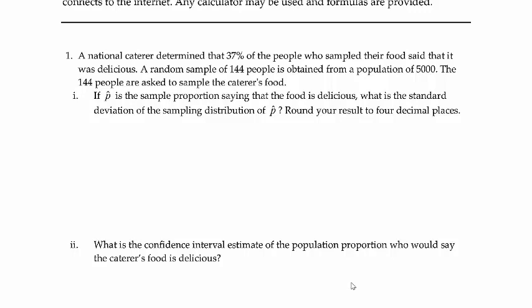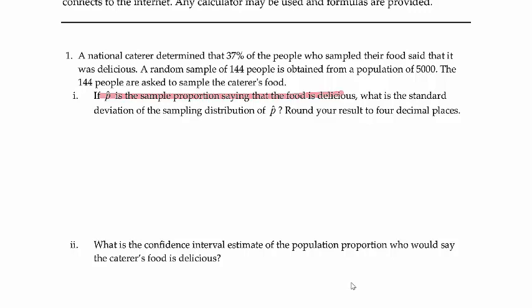A national caterer determined that 37% of the people who sampled their food said it was delicious. A random sample of 144 people is obtained from a population of 5,000. The 144 people are asked to sample the caterer's food. If p hat is the sample proportion saying that the food is delicious, okay, so they've defined it, what is the standard deviation of the sampling distribution of p hat?